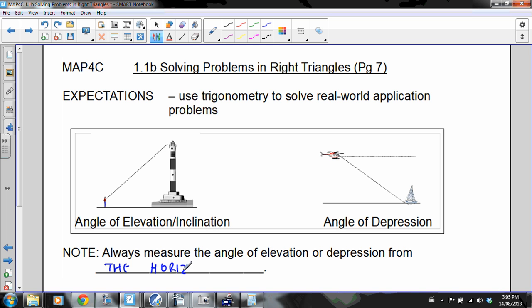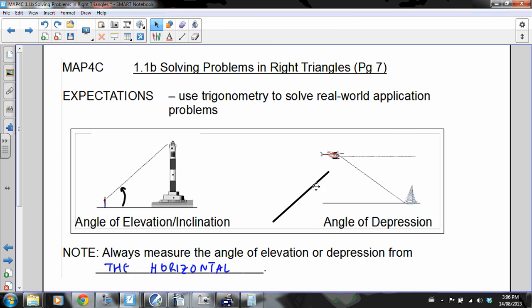Wherever horizontal. Wherever you are in the question, or wherever the person is in the question. So, somebody's down looking up at a lighthouse, and it says the angle of elevation is a certain angle. Well, there's the horizontal, and then up from the horizontal, that's the angle of elevation. So this angle right here, that's the angle of elevation.